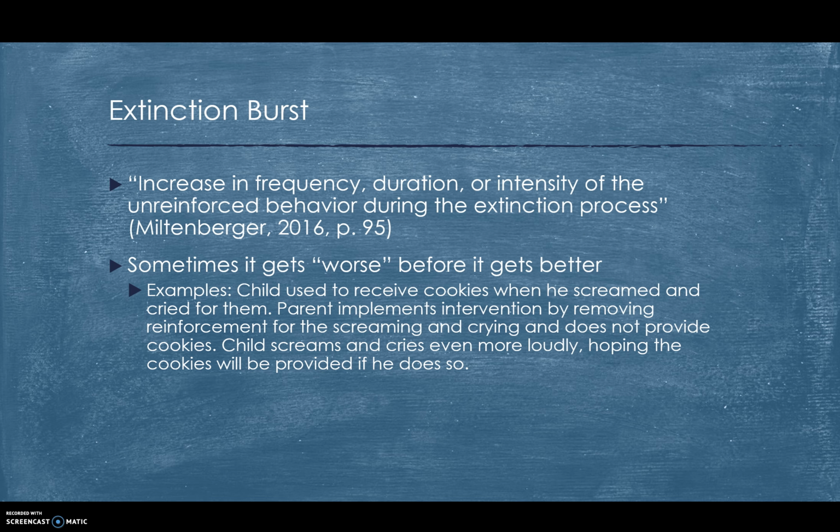So the screaming and crying is no longer working. The child may scream and cry even more loudly. The behaviors may increase in frequency and duration and intensity. And the child may be down on the floor kicking, and the screaming may be shrill and high-pitched and lengthy, hoping that the cookies will eventually come if I just turn up the heat on this behavior. That would be the extinction burst. We might see more of it before we see less of it in an attempt to access that reinforcement that was originally provided.